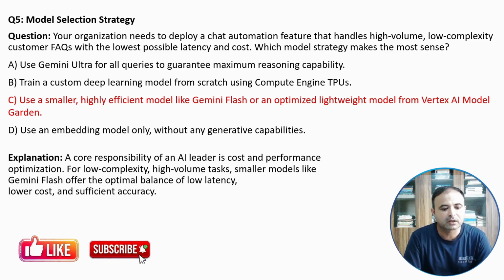Explanation: a core responsibility of an AI leader is cost and performance optimization. For low complexity, high volume tasks, a smaller model like Gemini Flash offers an optimal balance of latency and cost.